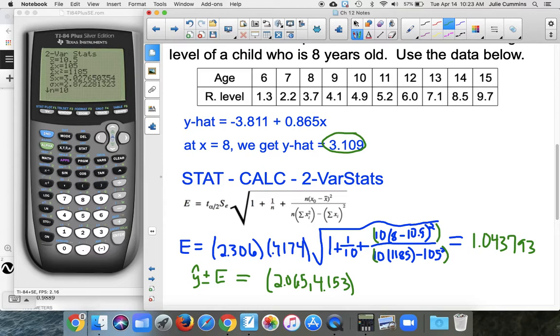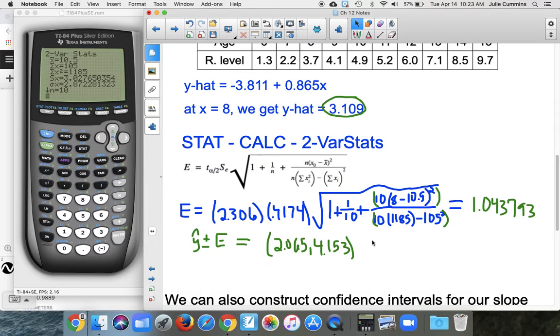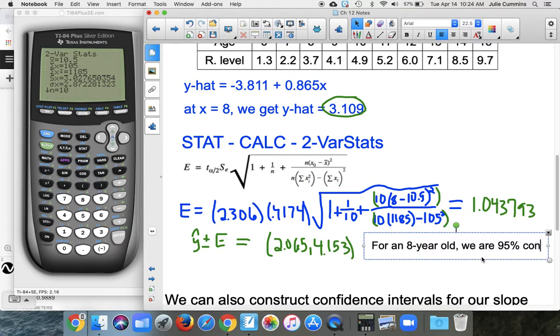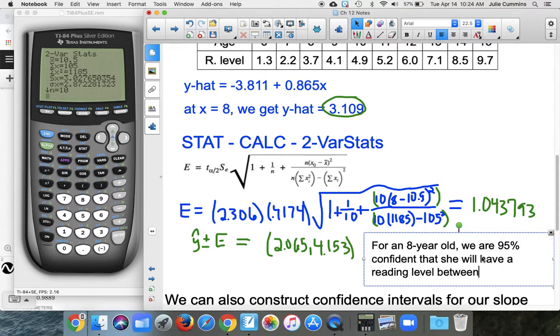We should also interpret this just like we always interpret stuff. What we might say is for an 8-year-old, that's important. We need to say who we're talking about because for a 10-year-old, this would be a totally different equation. So for an 8-year-old, we are 95% confident that she will have a reading level between 2.065 and 4.153.